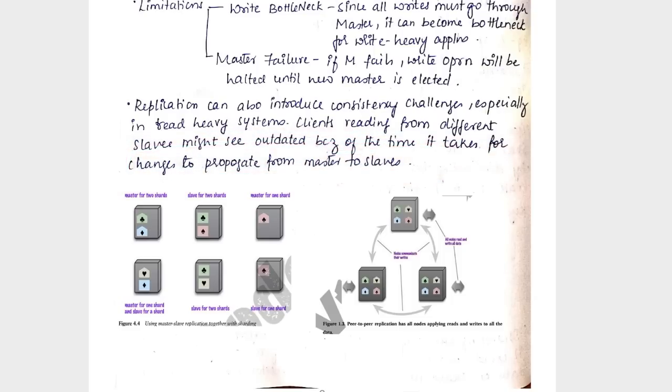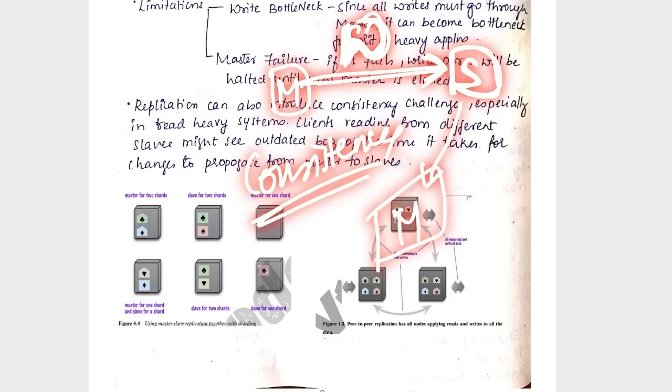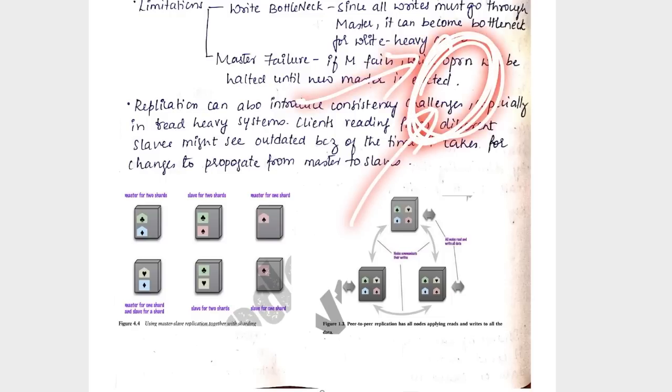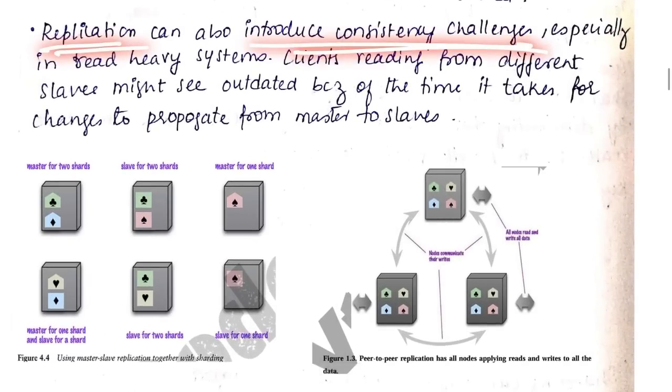So here they have spoken about the consistency issue, where one master has performed a write operation, and till the time it reaches the slave, another master has again performed a change over the same data, and this change is quicker than this change. At that time there will be a consistency issue, right? So this replication can also introduce consistency challenges in master slave orientation.